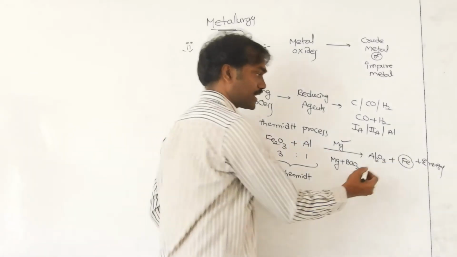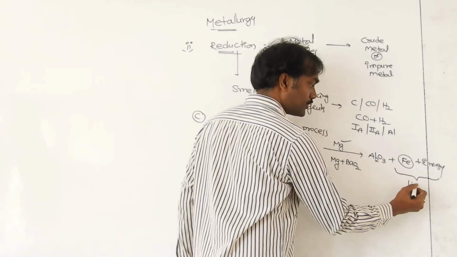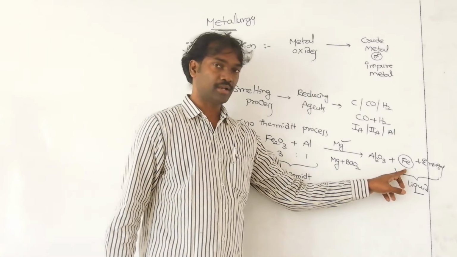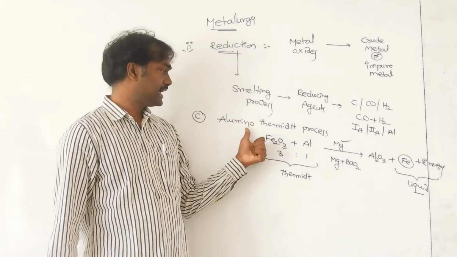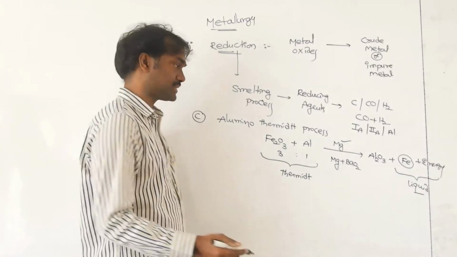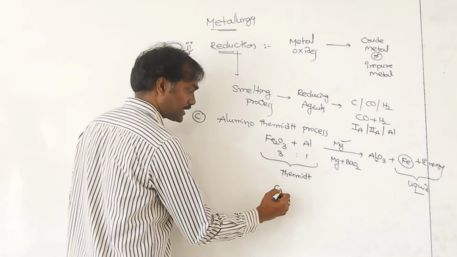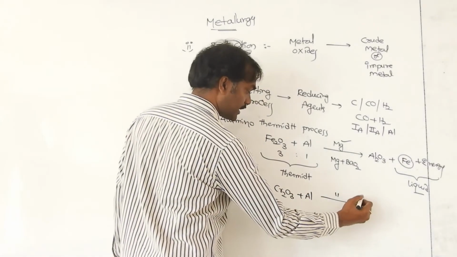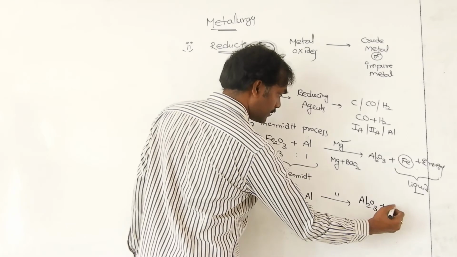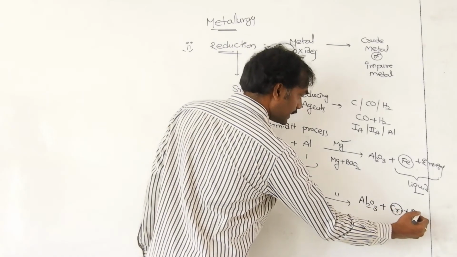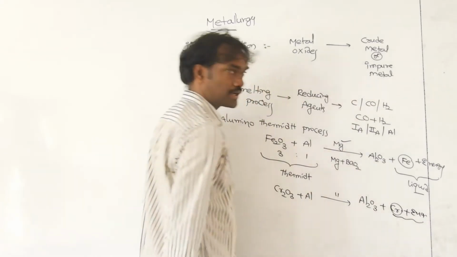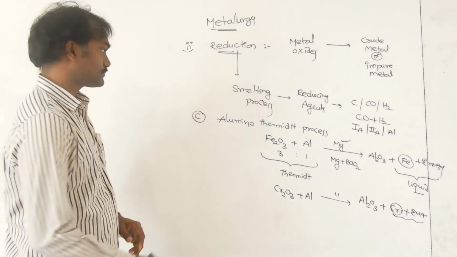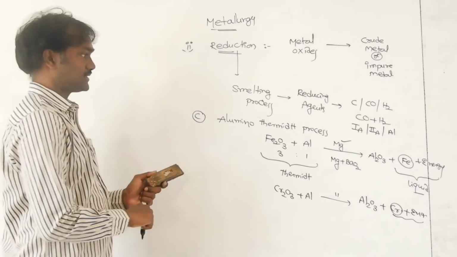At this highest temperature, the iron is available in liquid form also. This is the highlight of the aluminothermic process. Not only this one; you take Cr2O3 treated with aluminium, and you get Al2O3 plus chromium plus energy. So we see the aluminothermic process also.